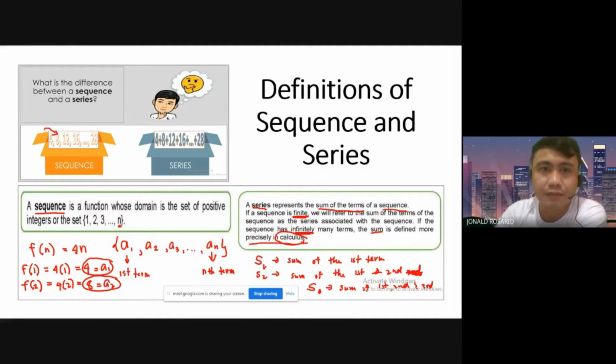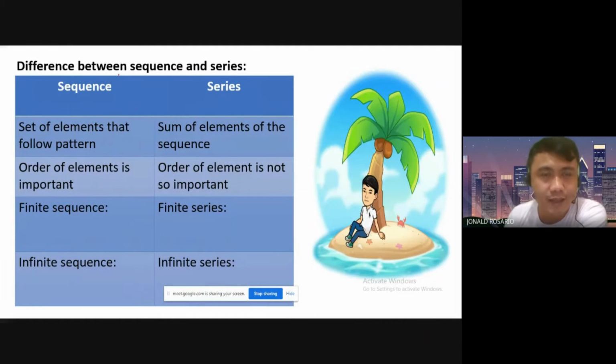Yan. I-summarize natin yung difference between sequence and series. Okay, so sequence, set of elements that follow pattern. Wala tayong problema dyan. So, set of elements na may pattern. Sa series naman, sum of elements of the sequence. Okay? That's series. Kapag sequence, set of elements that follow pattern, sa series, sum of elements of the sequence.